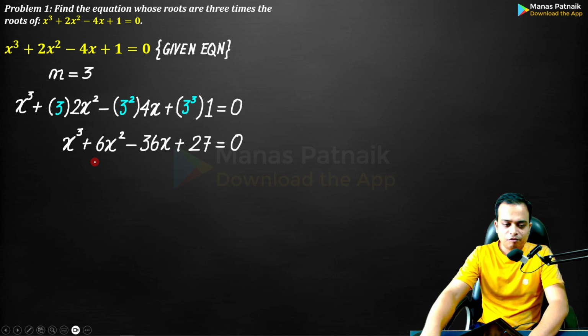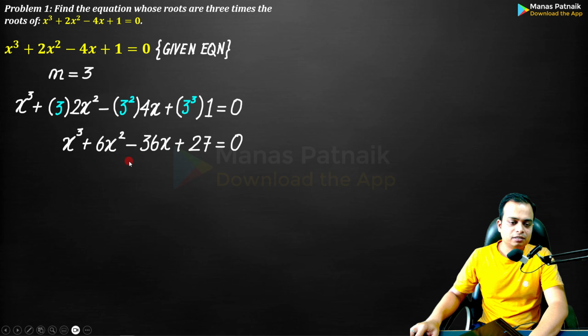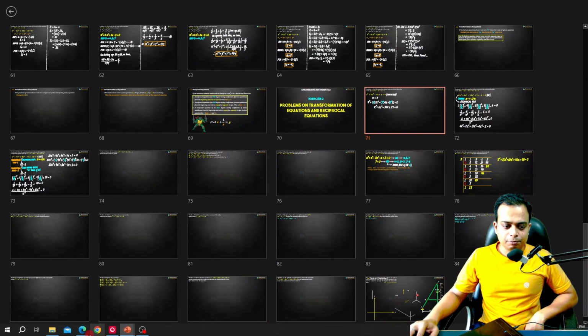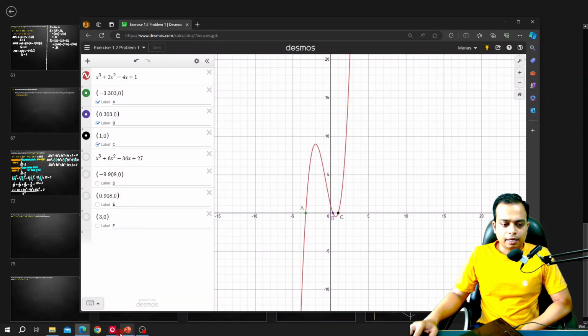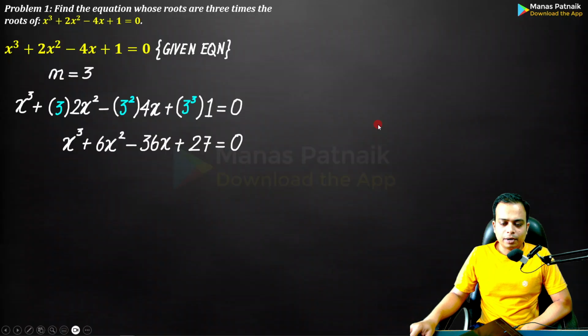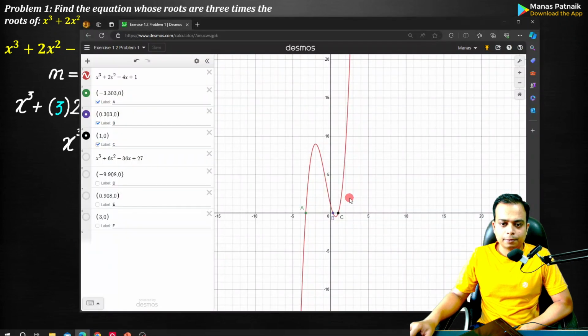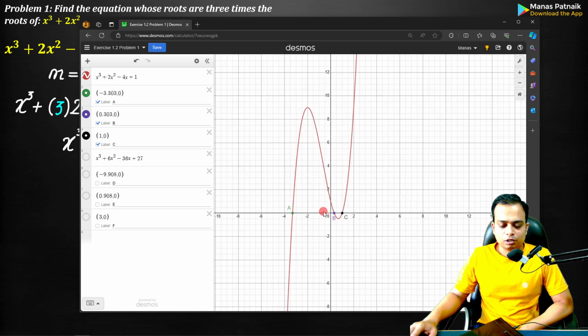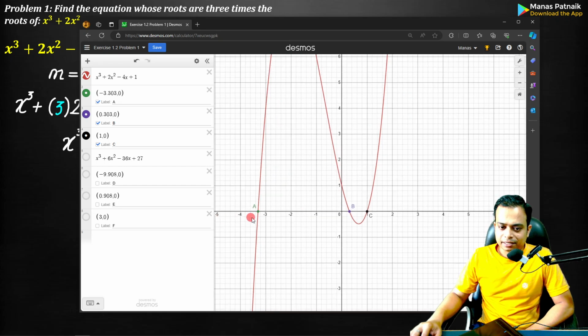If you still don't believe me that this equation's roots are exactly 3 times those of the given equation, you should watch it in the graph. Let me show that to you. Take a look. Let me go back to that. X cube minus 2x square minus 4x plus 1. That's our equation. If you watch carefully, this equation is intersecting the x-axis at 3 locations, A, B and C, whose coordinates are minus 3.303, 0.303, and 1.